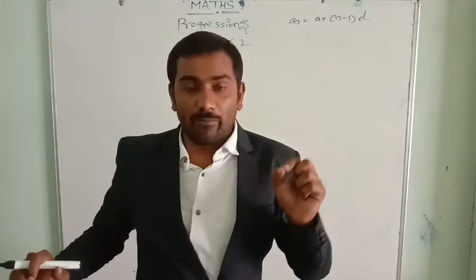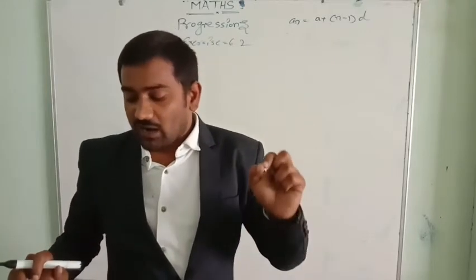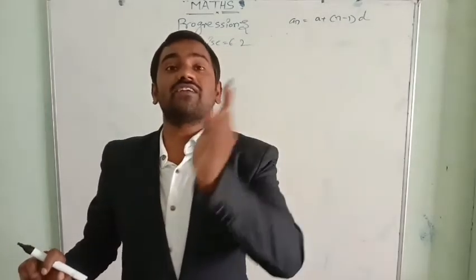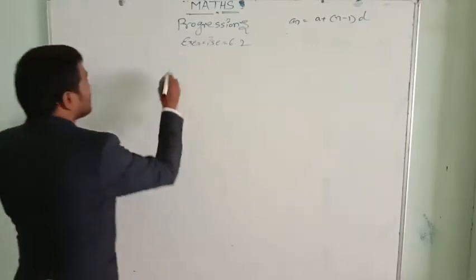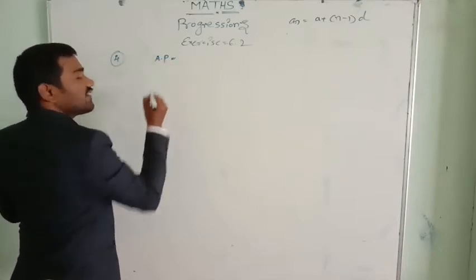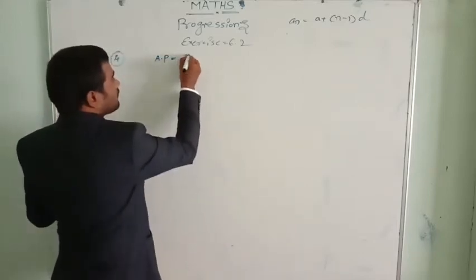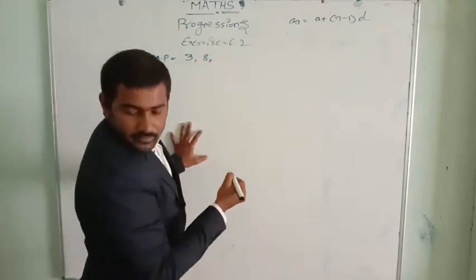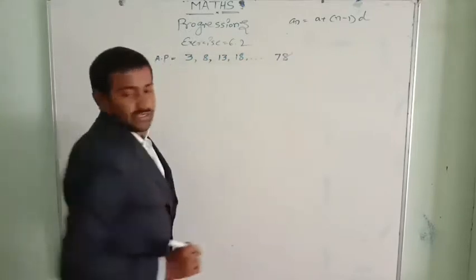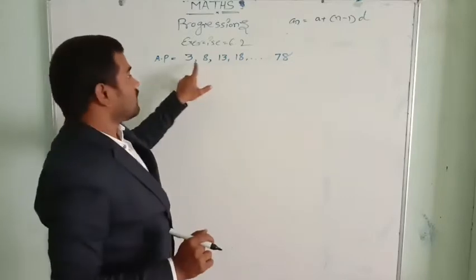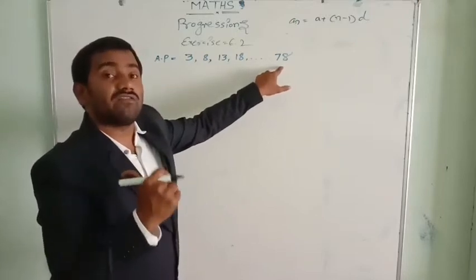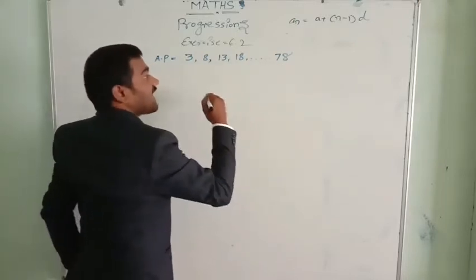Next, which term of the AP 3, 8, 13, 18 is 78? Which term is 78, it is asking. So we can find out. Let us write here the given arithmetical progression, AP equal to 3, 8, 13, 18, and so on, up to 78. So which term is 78? This is the first term, second term, third term, fourth term. Then which number of term is it? Let us see what is given and what we need to find.